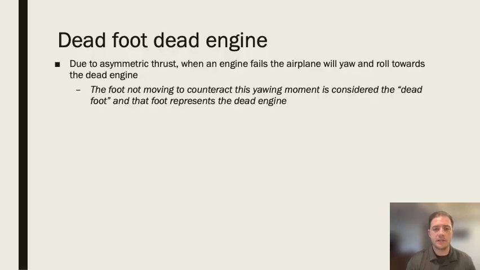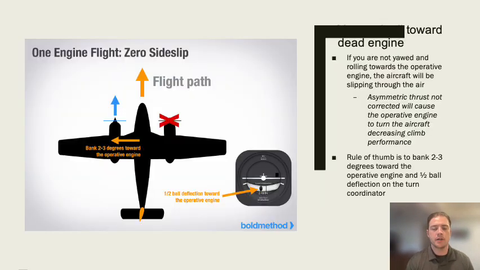Quickly going over what dead foot, dead engine means. Due to asymmetric thrust, when an engine fails, the airplane will yaw and roll towards the dead engine. The foot not moving to counteract this yawing moment is considered the dead foot, and that foot represents the dead engine. From there, we can identify and either try to restart the engine or go about securing it per the applicable checklist. Next, we'll talk about some of the factors that are going to be affected when we do lose that engine.